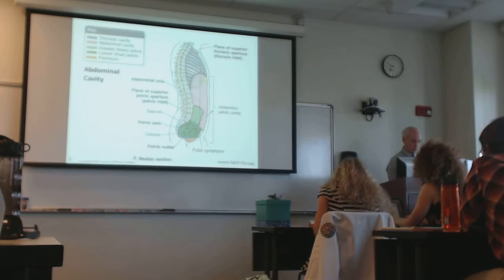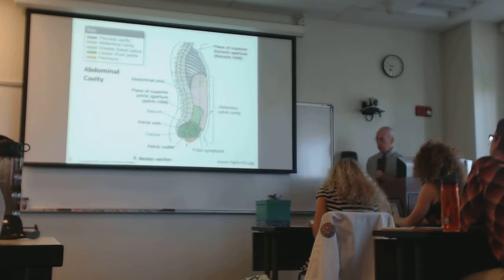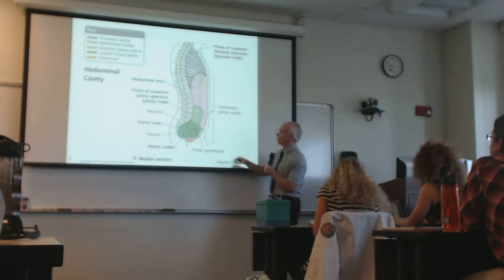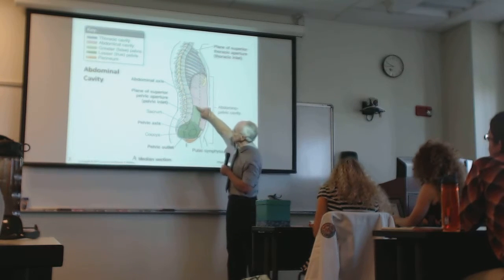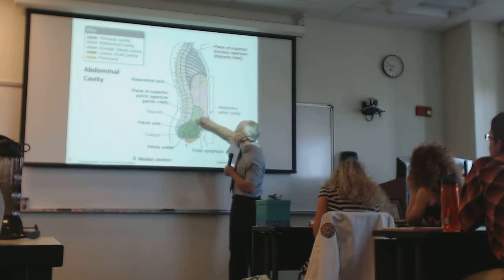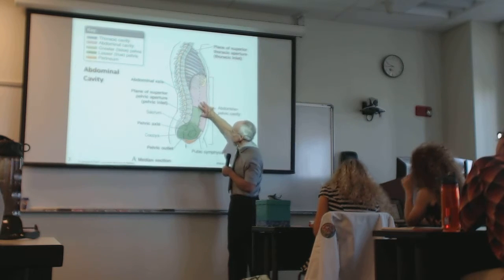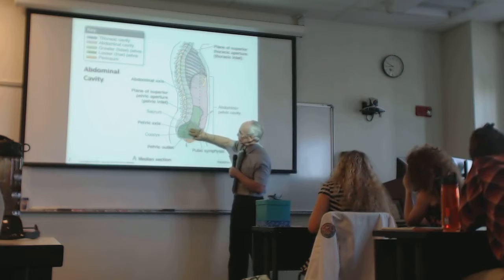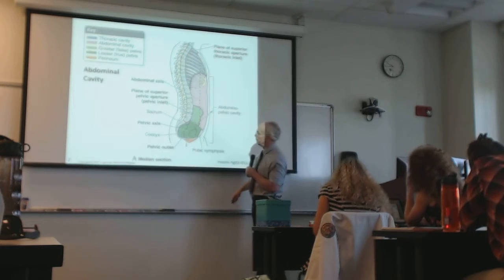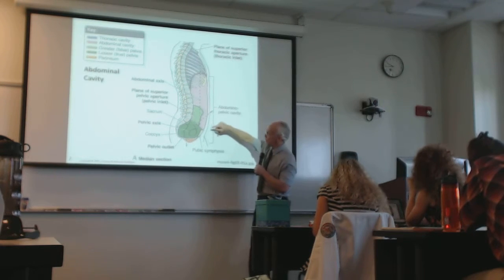And then this region down here that is dark green is called the true pelvis. The superior or greater pelvis continues on up to the iliac crest. But we're not going to worry too much about that right now. We're just going to say that all of this is the abdominal cavity, and then we'll talk about the boundaries of the pelvic cavity later.